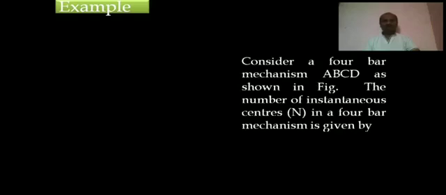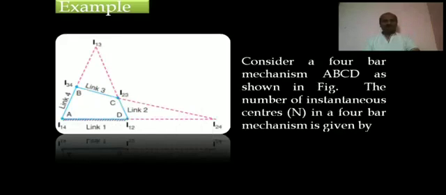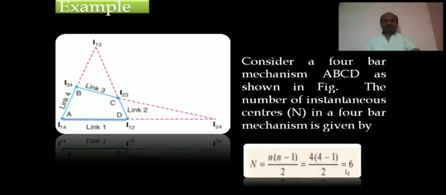For that we will take one example. The example is of a 4-bar mechanism. Here you can see link 1, link 2, 3 and 4, a simple 4-bar mechanism. We know that for this 4-bar mechanism the total number of ICRs will be equal to 6, calculated by the formula number of linkages into number of linkages minus 1 divided by 2, and we have obtained the number 6.